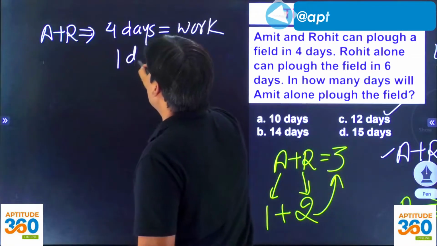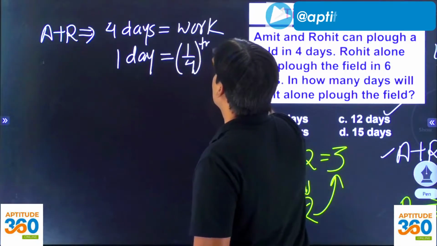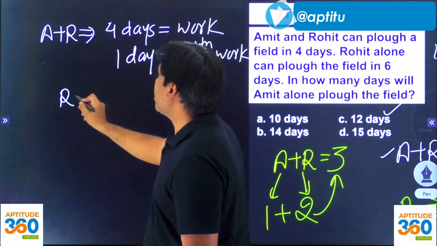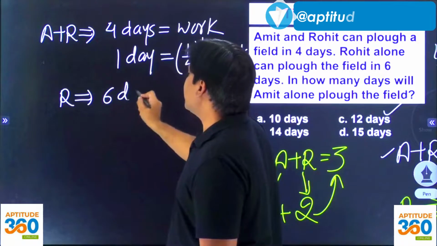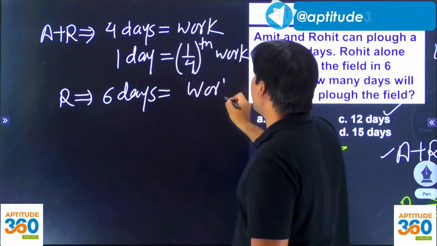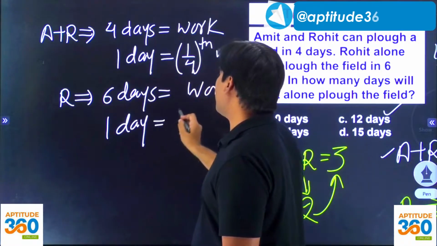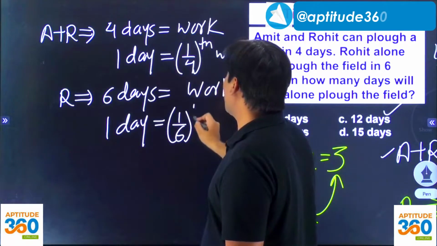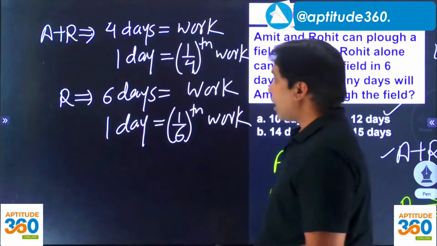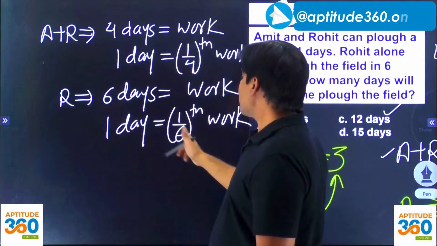So in one day, Amit and Rohit would be doing what? 1/4 of the work. Whereas if Rohit does this work on his own, Rohit can complete this work in how many days? 6 days. So 6 days में इन भाई साहब ने काम खत्म कर दिया। So 1 day में क्या हुआ? 1 day में 1/6 वर्क हो गया। Did you understand this? Now, Amit and Rohit, they are doing 1/4 of the work, and Rohit does 1/6 of the work.